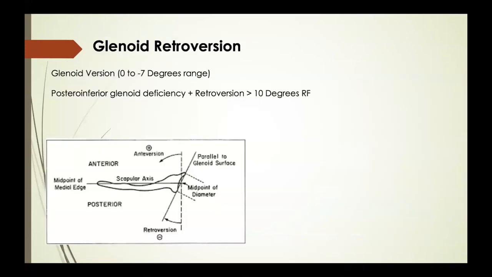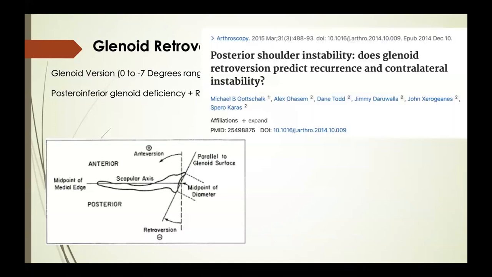Coming to glenoid retroversion, the normal glenoid retroversion ranges from 0 to 7 degrees, and the Friedman technique is used to measure the glenoid version. If the posterior glenoid deficiency plus retroversion is more than 10 degrees, we should not go for a bony block. We should go for a glenoid osteotomy procedure.